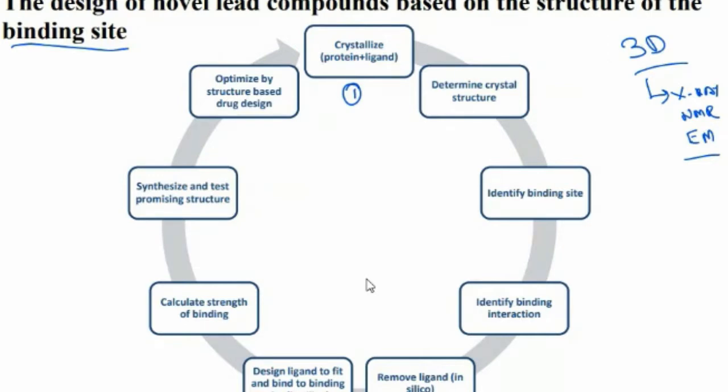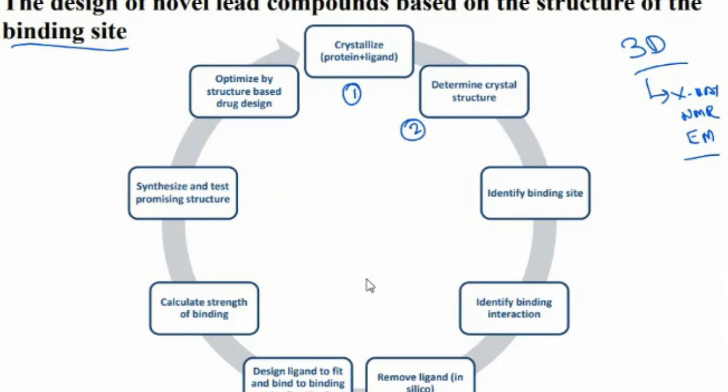Once we know the 3D structure of the drug target along with the known inhibitor, the next step is determining the crystal structure. We have to solve the protein along with the ligand molecule. This we already discussed, the basics of X-ray crystallography. First we have to form the crystal, then we pass the X-rays, diffraction takes place, and we capture the diffraction.